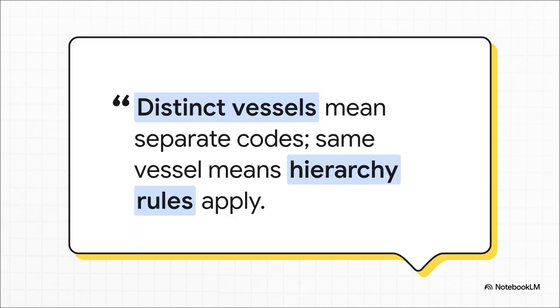But keep this in mind. This hierarchy applies per major coronary artery. Think of the heart as having three main highways: the left anterior descending, or LAD, the left circumflex, or LCX, and the right coronary artery, or RCA. Now, if you put a stent in the LAD and do an angioplasty in the RCA, guess what? Those are distinct vessels. So in that specific case, you'd report separate codes for each vessel. Distinct vessels mean separate codes. Same vessel means hierarchy rules apply.